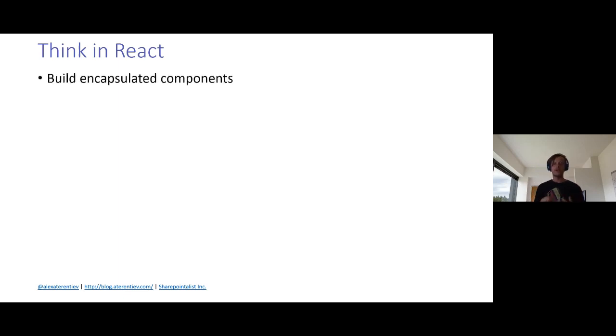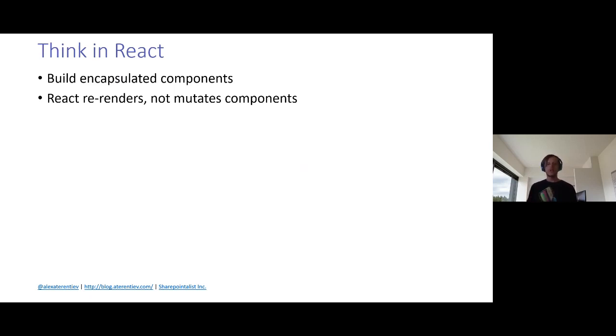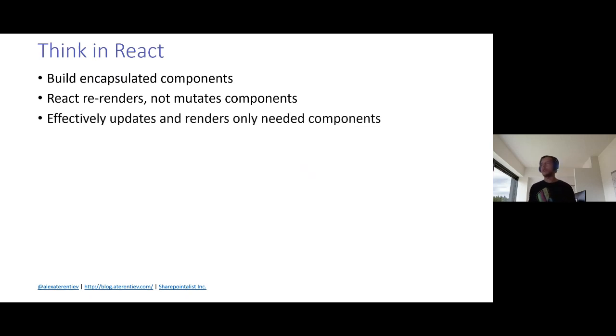So first of all, when you're building React apps, you're building encapsulated components. Components can be included one in another and communicate with each other, but still, each component is a standalone entity. Next, React re-renders. It does not mutate. So if something has changed, your component will be completely re-rendered. You might think it should be pretty slow, but it's not. First, React effectively updates and renders only the needed components. And second, it is based on a fast virtual DOM.